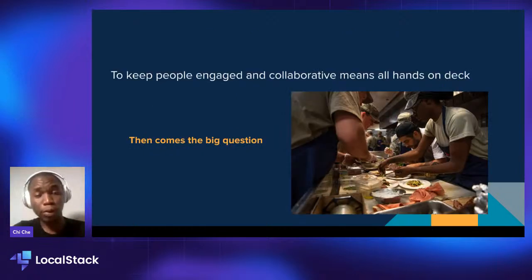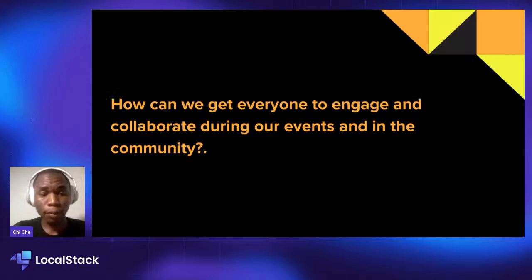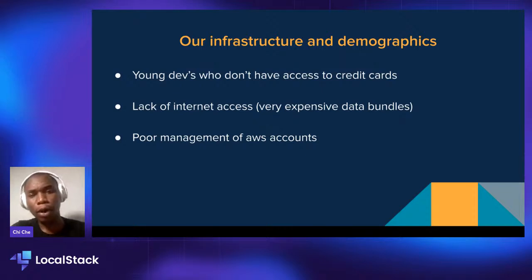So in order for me to keep the community really engaged, there's a need for everyone to be engaged. There's a need for everyone to be part of the community. So once you start talking about everyone being part of the community, now comes a very, very big question of how can we get everyone to engage and collaborate during our events and in the community. Because during events, especially when you are doing workshops, you are hoping that everybody should be able to engage with that workshop. Everybody should be able to participate. But before we dive into how we answer that question, it's good for you to understand our demographics here.